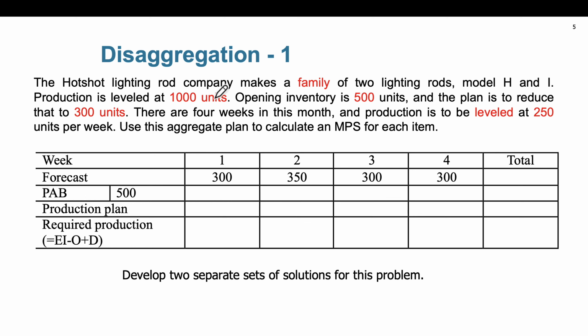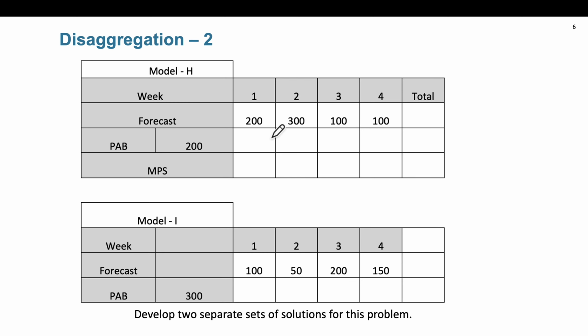Production is leveled at 1000 units, opening inventory is 500, and you can also see the 500 appears here, and the plan is to reduce that to 300, which means by the end of the last period, when this last period ends, we want 300 at this place. Production is to be leveled at 250 units per week, which means we have to produce 250 in each. We cannot make more than that, we cannot make less than that. We have to develop 2 separate sets of solutions for this problem using Microsoft Excel, and this is the demand or forecast for model H and model I.